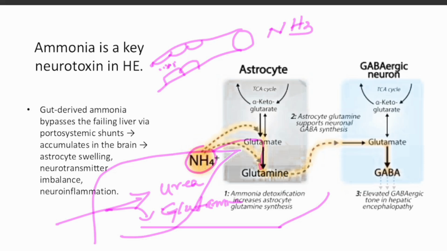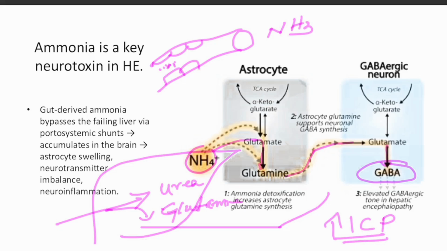Glutamine acts as an osmotic agent in the glial cells. This produces an osmotic effect and a rise in intracranial tension due to cerebral edema. In addition, this glutamine can enter the GABAergic neurons where it can be converted to GABA. So one of the things that occurs in hepatic encephalopathy is increased GABAergic action.